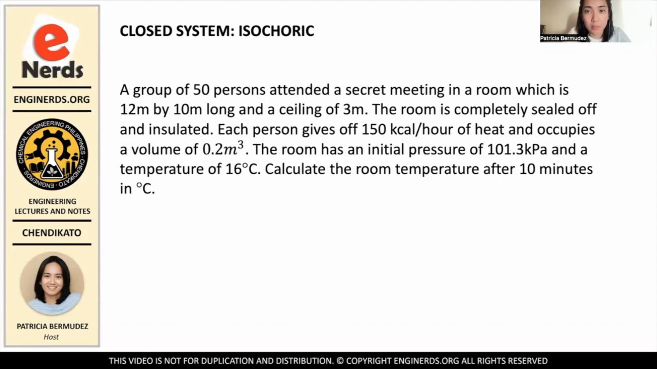For today's video, we will be discussing a type of closed system, which is isochoric. The problem states that a group of 50 persons attended a secret meeting in a room which is 12 meters by 10 meters long and a ceiling of 3 meters. The room is completely sealed off and insulated. Each person gives off 150 kilocalories per hour of heat and occupies a volume of 0.2 cubic meters. The room has an initial pressure of 101.3 kilopascals and a temperature of 16 degrees Celsius. Calculate the room temperature after 10 minutes in degrees Celsius.